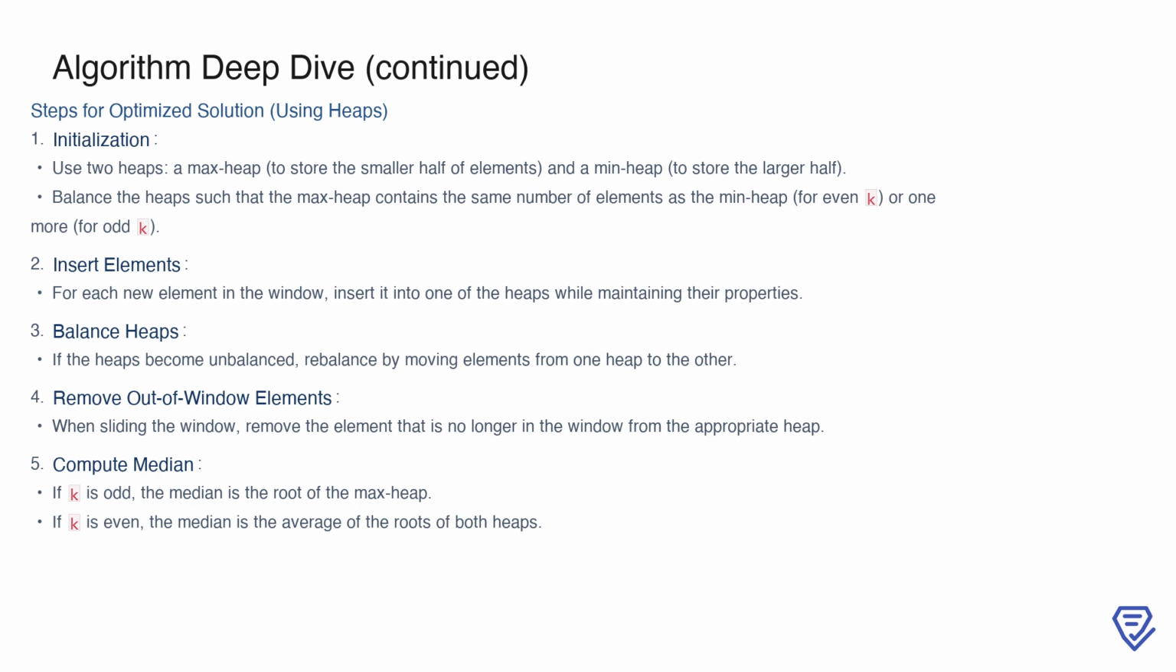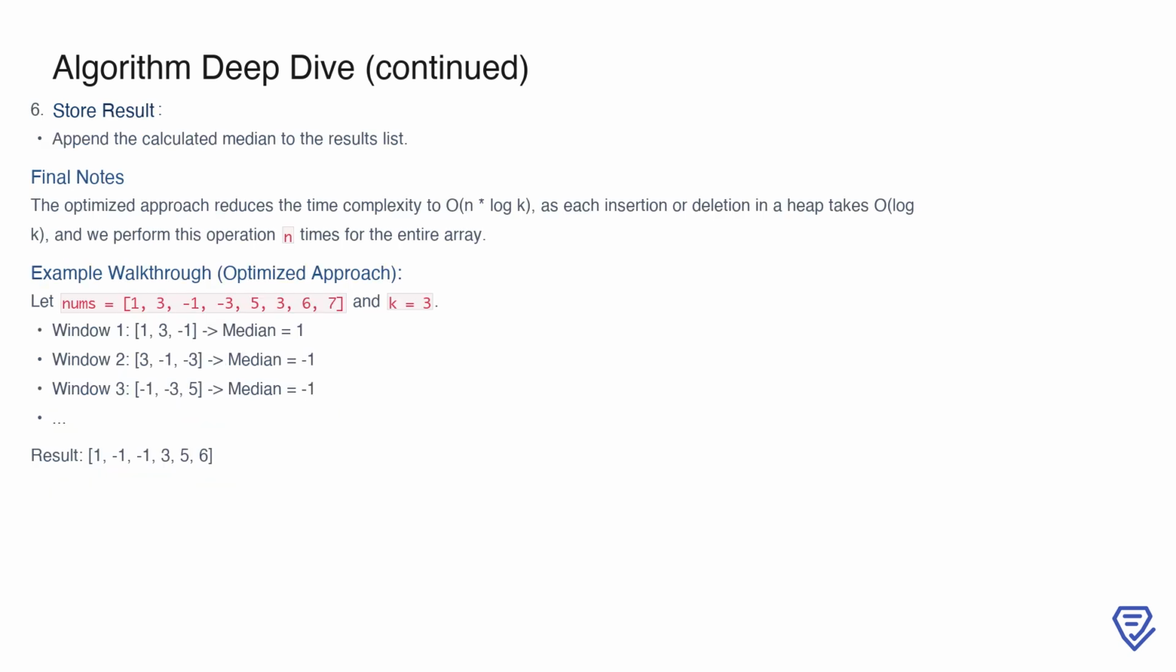As the window slides, we need to remove the element that is no longer part of the window. This requires identifying which heap contains the outgoing element and removing it accordingly. Once the heaps are updated, the median can be computed efficiently. If the window size is odd, the median is the root of the max heap. If it's even, the median is the average of the roots of the max heap and min heap. This approach ensures that each step is performed in logarithmic time relative to the window size. Finally, after computing the median for the current window, it is appended to the results list, which will ultimately contain the medians for all windows.